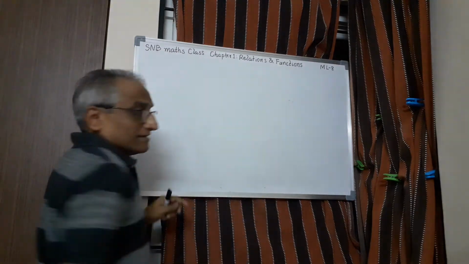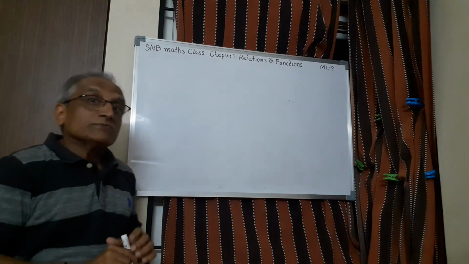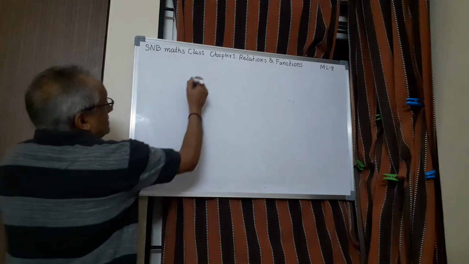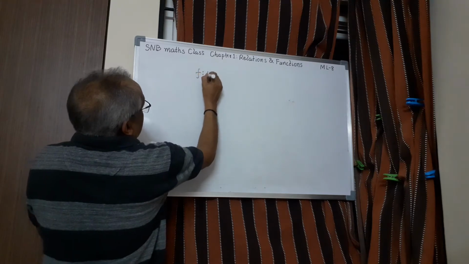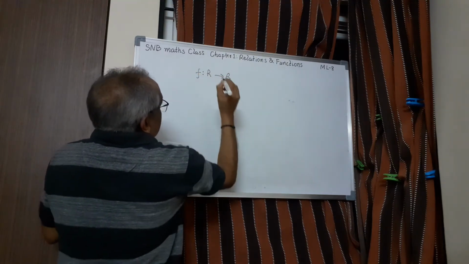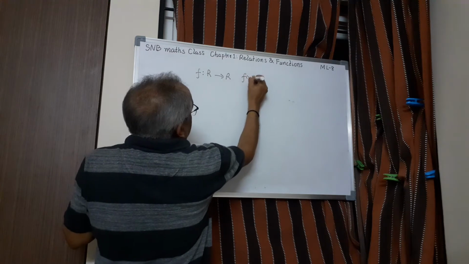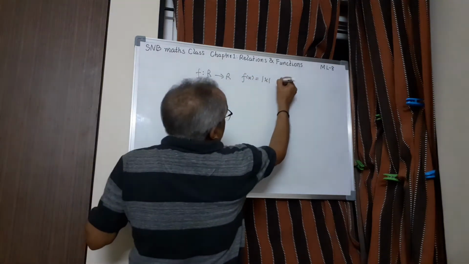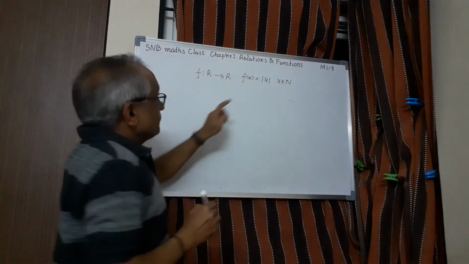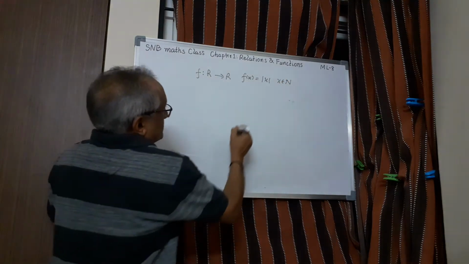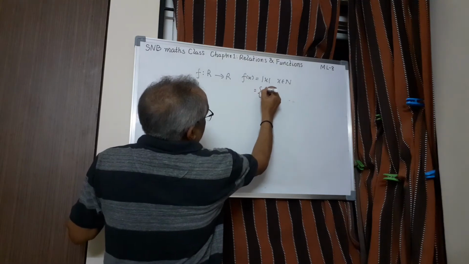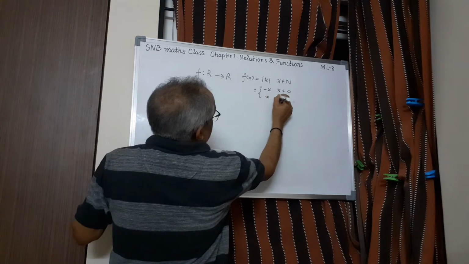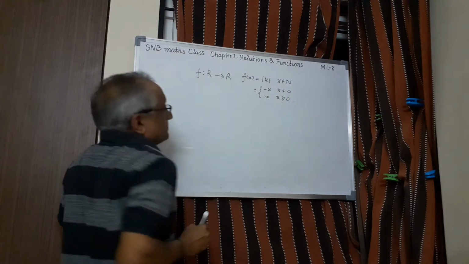Any function given, sometimes it is possible to make bijective so that we can define inverse. Another example is this. Say f is from R to R defined by f of x equal to mod x, so x belonging to R. You know the definition of mod x. It is the absolute value function. So this will be equal to minus x if x is negative, and x if x is positive including 0.